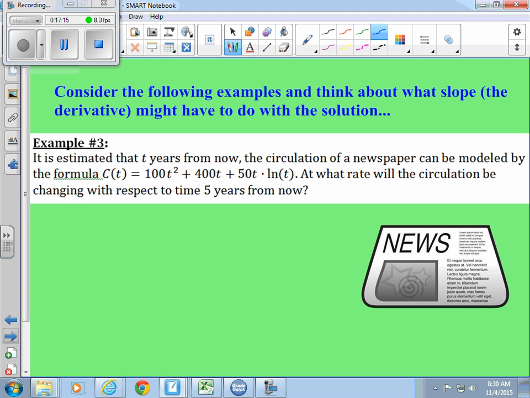Consider the following examples to think about what slope of the derivative might have to do with the situation. It is estimated that for t years from now, the circulation of a newspaper can be modeled by this formula. At what rate will the circulation be changing with respect to time 5 years from now?